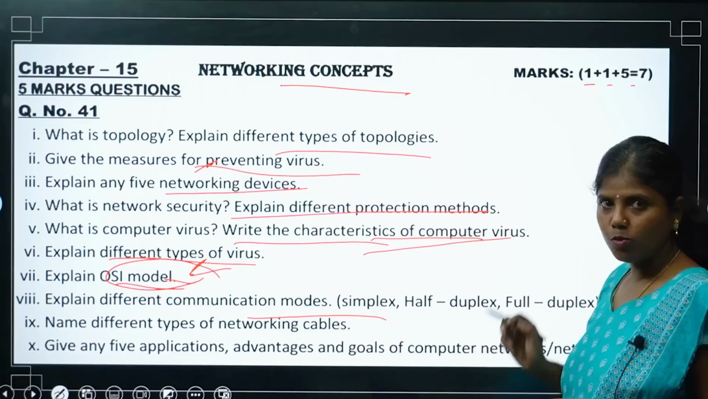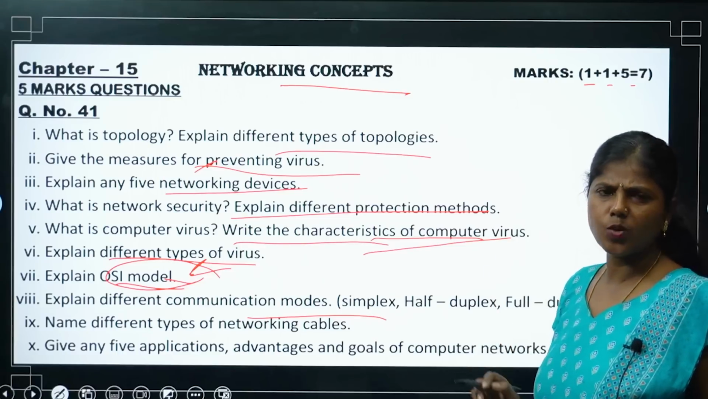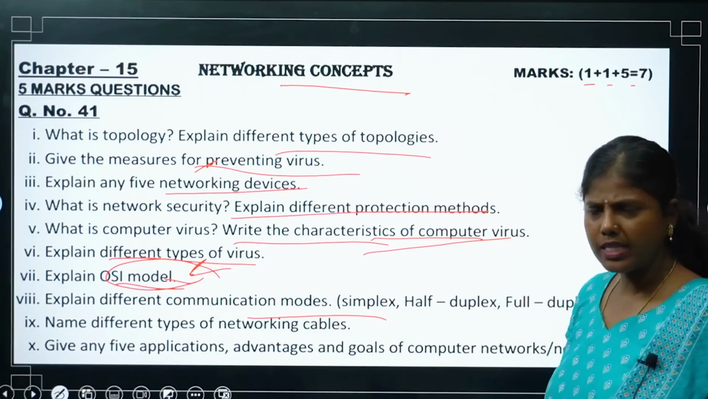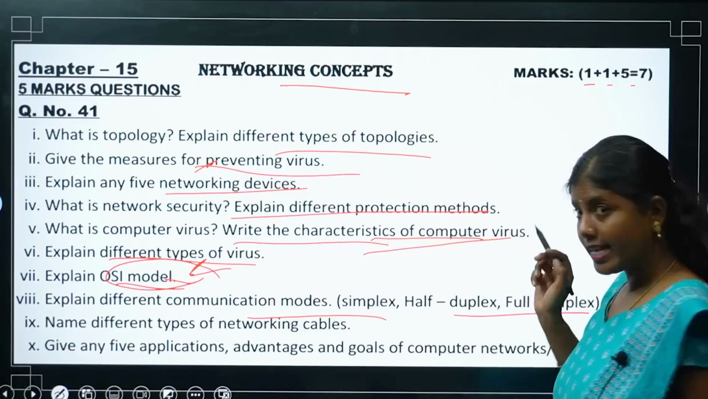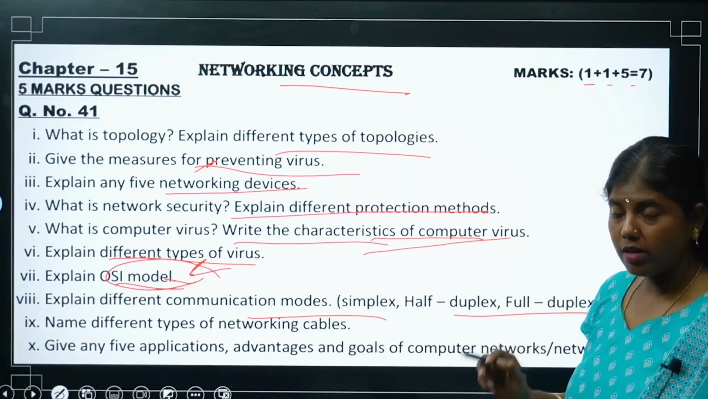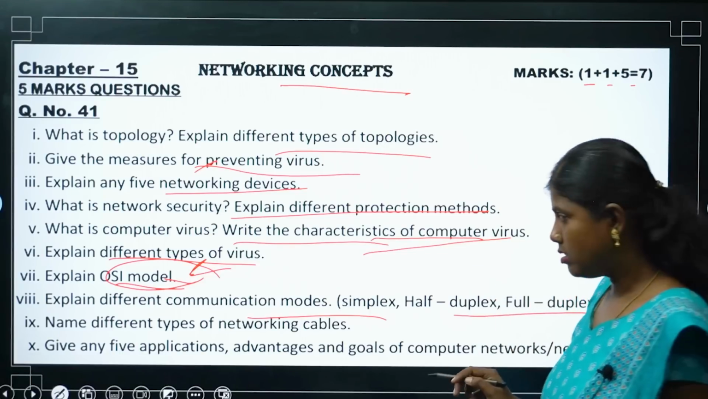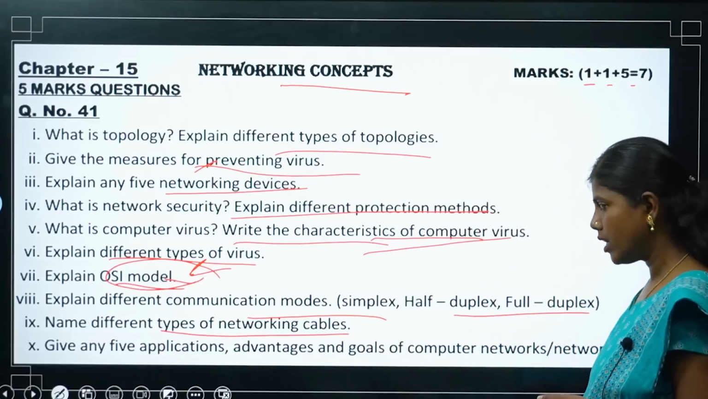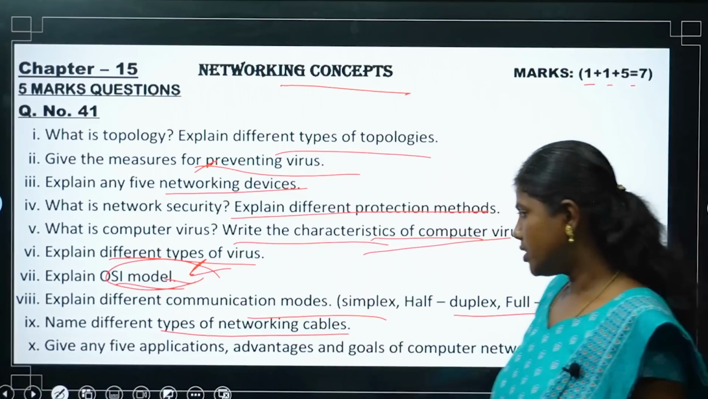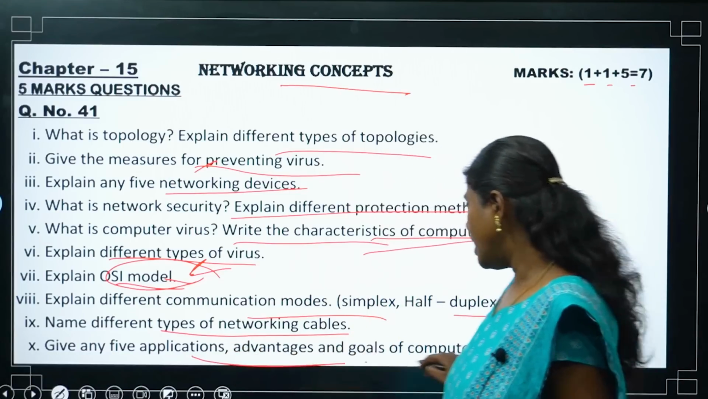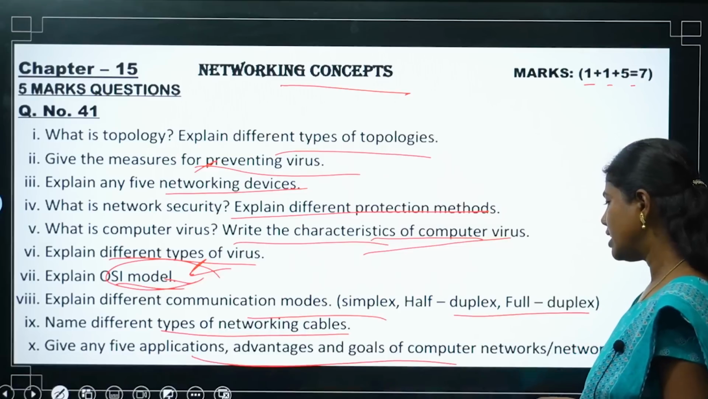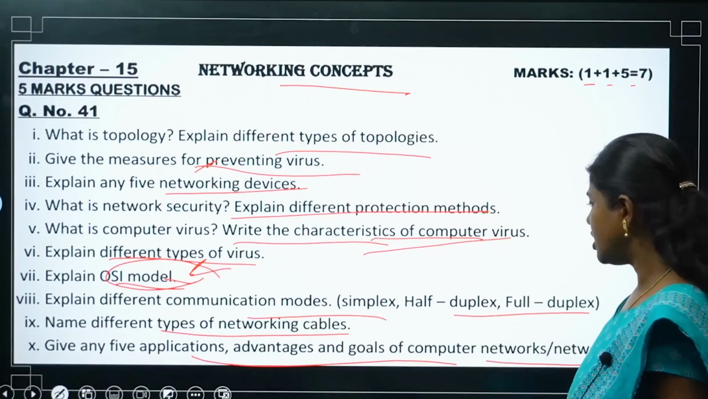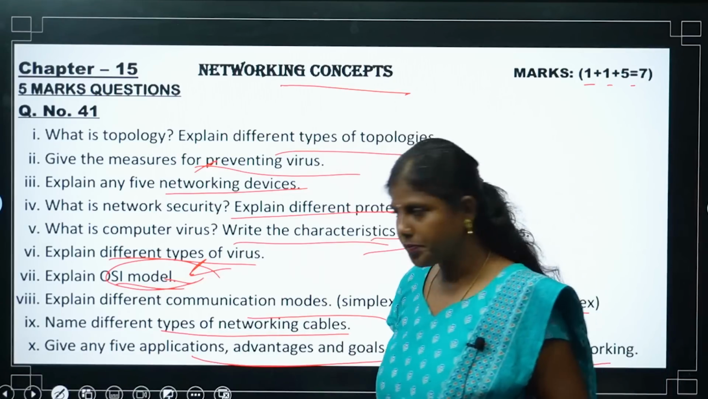Communication mode, transmission mode, is the most frequently asked question: simplex, half duplex, full duplex. You should know about this. Examples also: radio, television, walkie-talkie, then mobile, everything. Different types of networking cables: twisted pair cable, coaxial cable, then optical fibers, you should know them. Advantages, applications and goals of computer networks, they may also ask you.